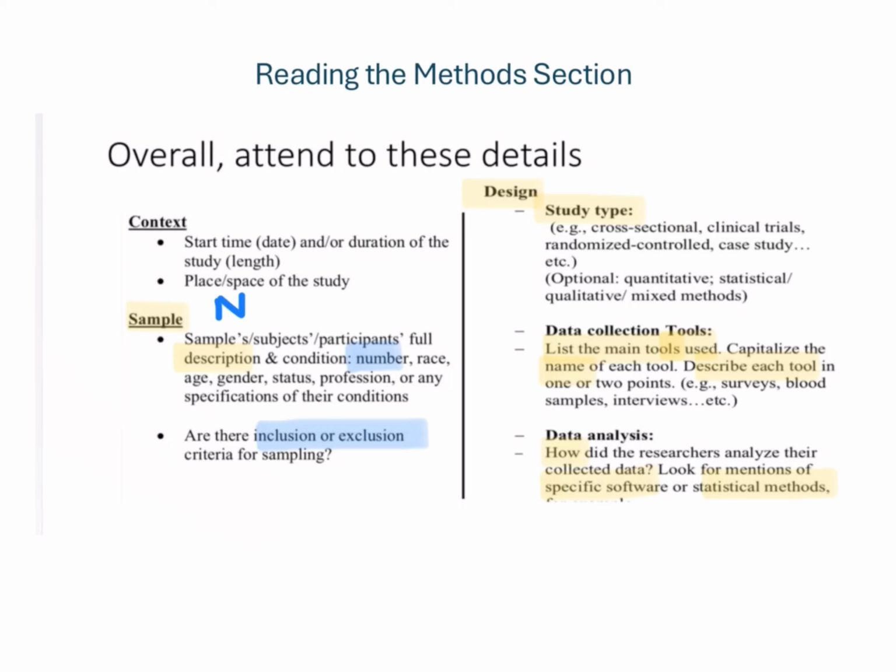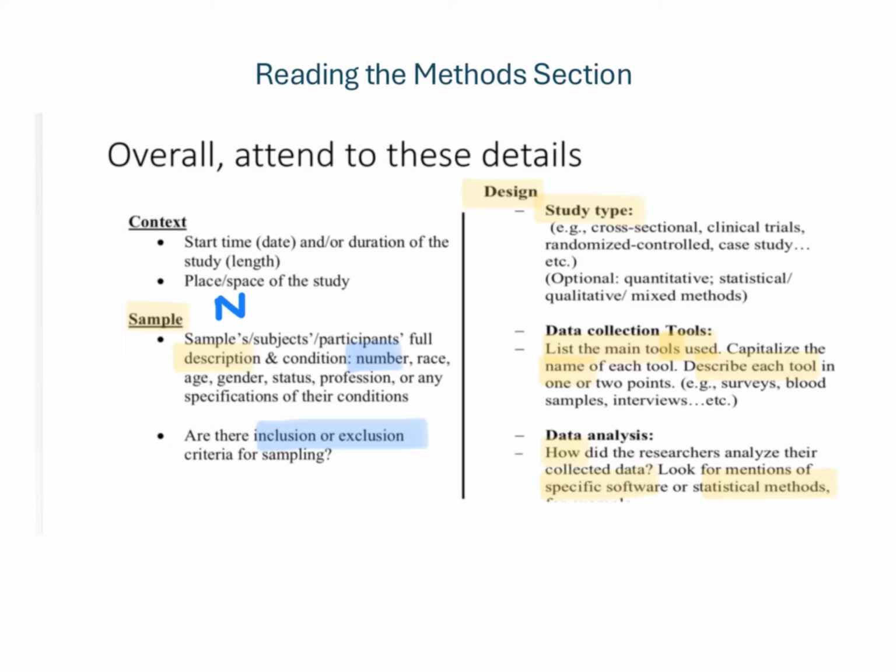You'll also notice in the methods section that there can be more than one instrument for measurement. If you have more than one instrument, more than one data collection tool, it's best to write those as a list. So give it a number, name it, and then briefly describe it in a couple points.